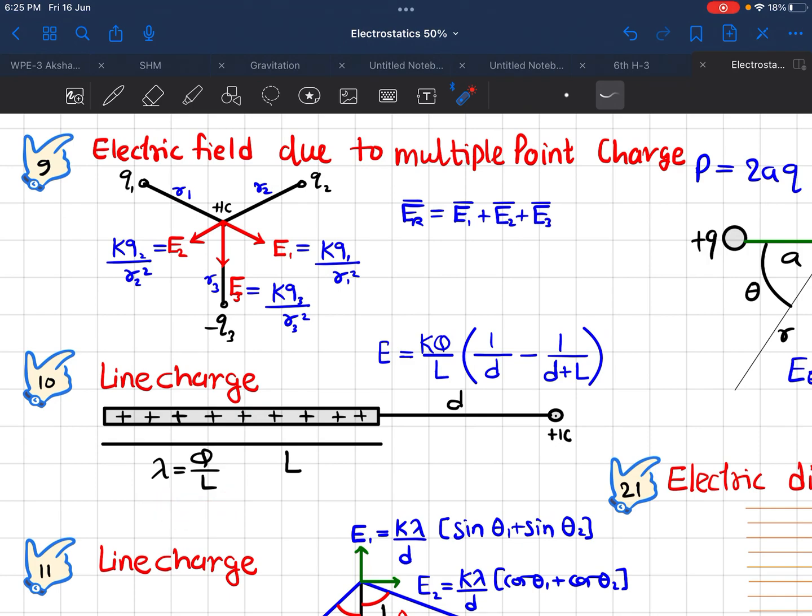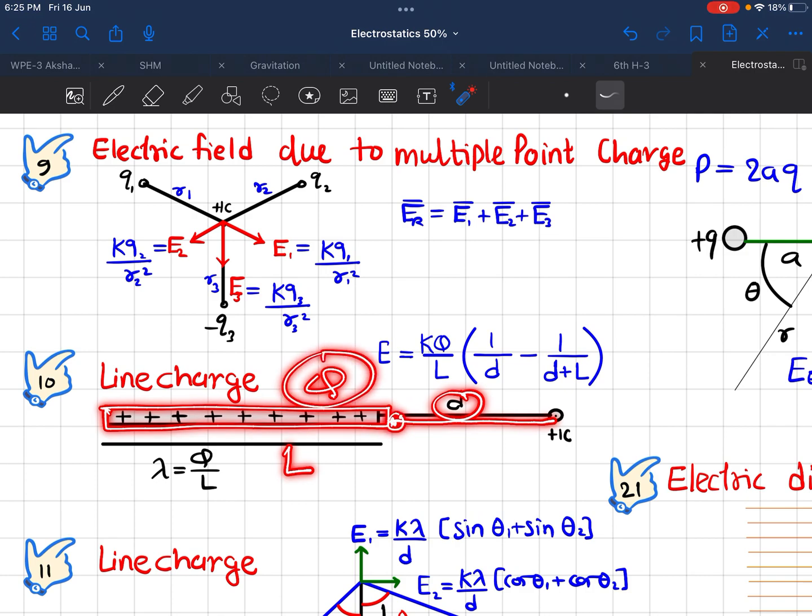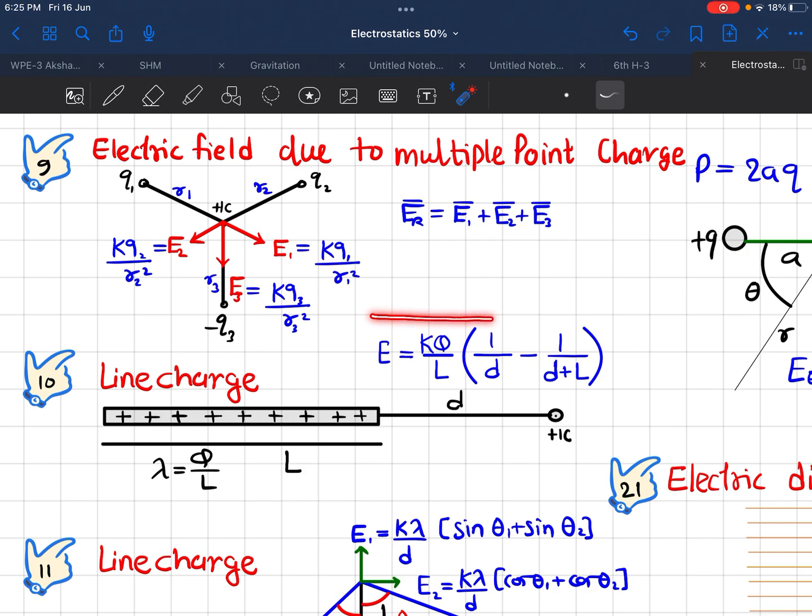Now the question is, what is the electric field intensity of a line charge, or a charged rod of length L and charge Q, at a distance small d from its one end? The electric field intensity of a charged rod of length L and charge Q at a distance d from its one end will be E is equal to K Q by L into (1 by d minus 1 by d plus L).